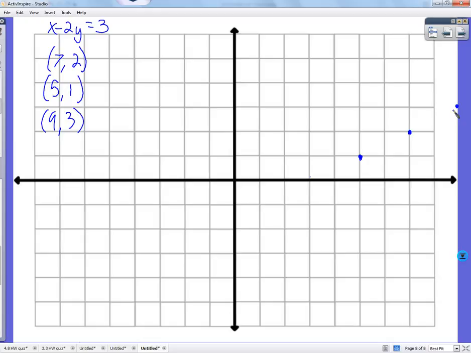How about another solution? Maybe a solution that's over here somewhere. How about a solution that has a negative in there? One of the numbers is negative. John? X is 1, y is negative 1. That means x is 1 minus 2 times negative 1. 2 times negative 1 is negative 2. So you subtract negative 2. So 1, negative 1. Great. Richard, did you have one? No.